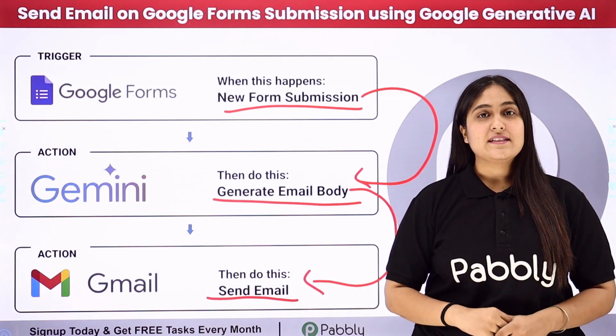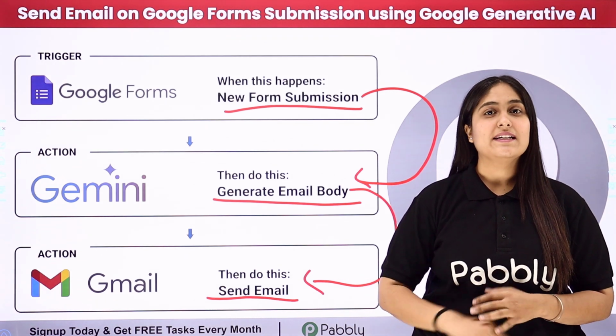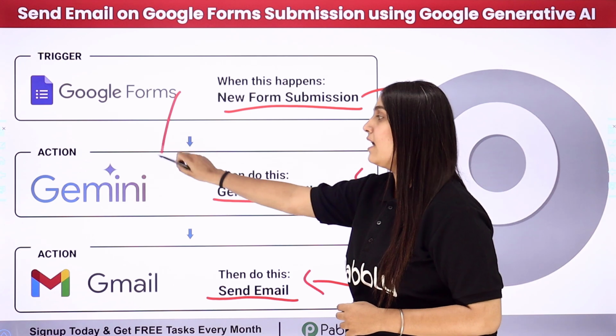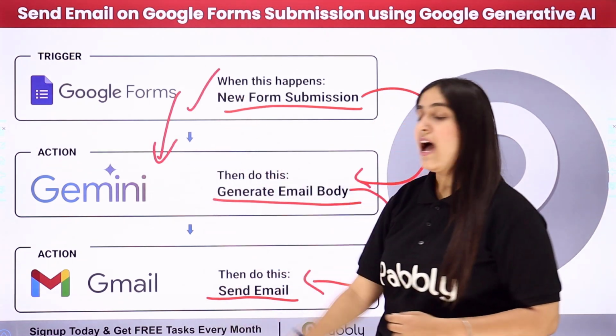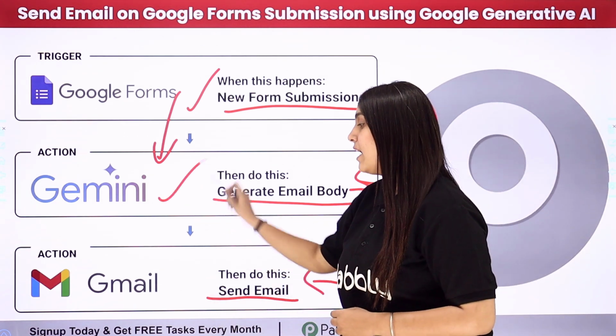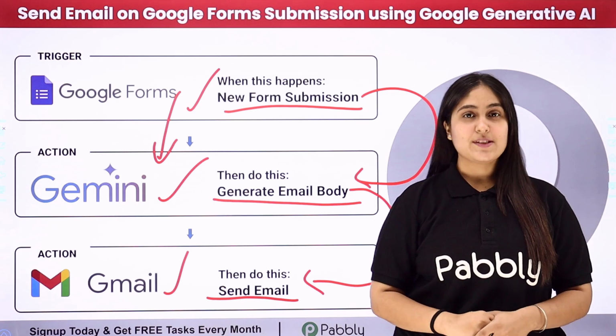So here to automate this entire process, we are going to use an automation software named Pabbly Connect, in which we need to connect our trigger and our action. So in this process, our trigger application will be Google Forms and our action applications will be Gemini and Gmail. So to learn this process step by step, let me take you to my screen.